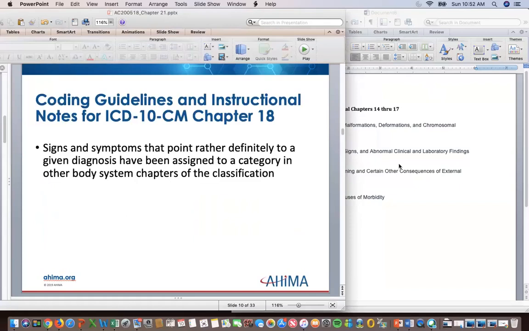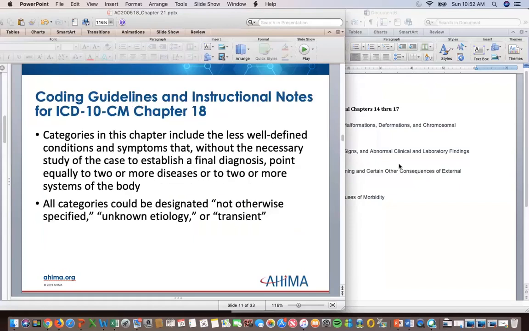Now the notes under the guidelines: signs and symptoms that point definitively to a given diagnosis have been assigned to a category, obviously, in another body system of the coding manual. Categories in the chapter include the less well-defined conditions and symptoms without the necessary study of the case to establish a final diagnosis, and they point equally to two or more diagnoses or two or more systems in the body.